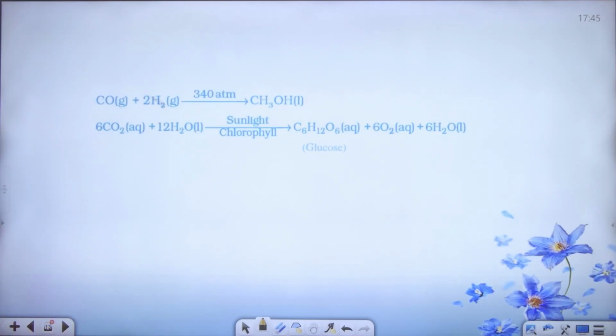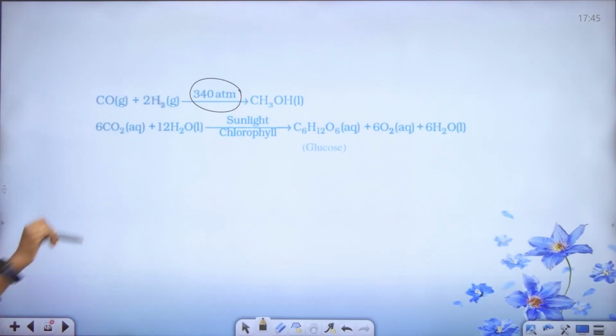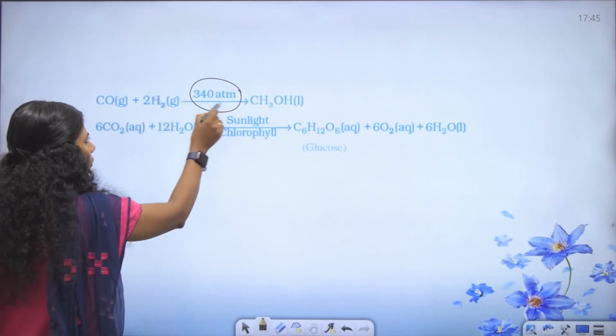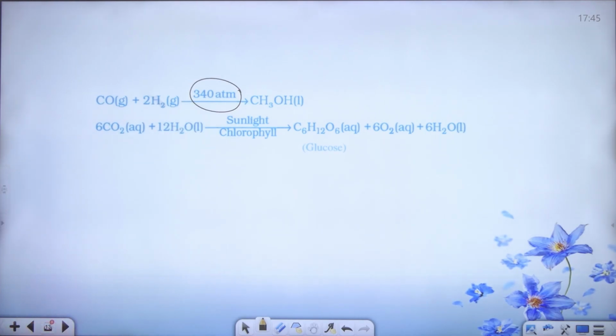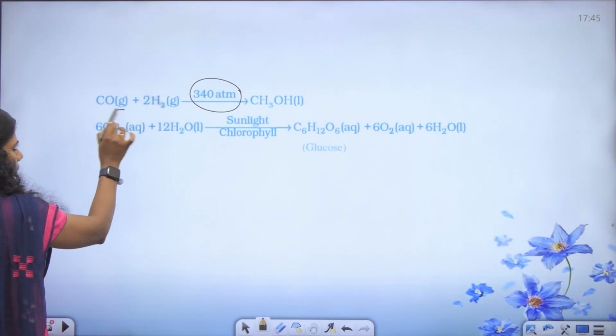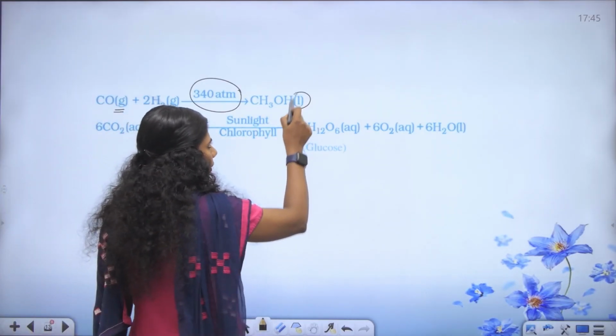Then the next reaction, CO plus 2H2 gives CH3OH. Here, mention the reaction condition. The reaction condition is mentioned above or below the arrow mark. CO, carbon monoxide, reacts with hydrogen at 340 atmospheric pressure. 340 atmospheric pressure is the reaction condition. It will be written on top or bottom of the arrow mark to form CH3OH. Here carbon monoxide is in gaseous state, hydrogen in gaseous state, and CH3OH in liquid state.